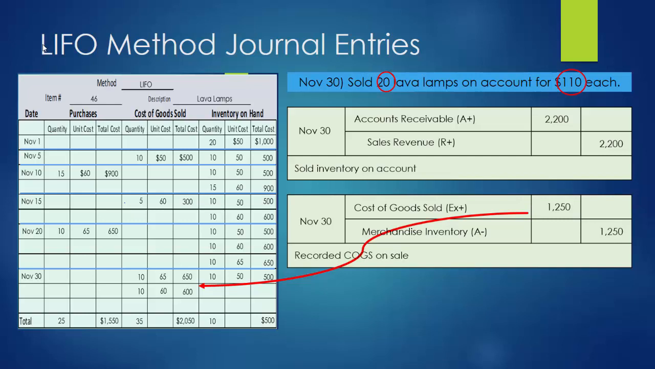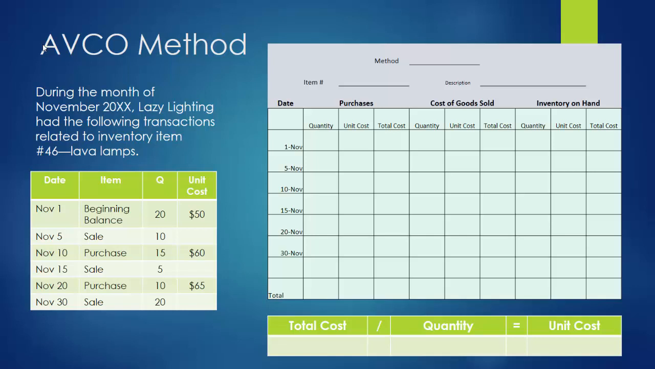So you may have noticed as you're going through, for every sale that we made and every purchase that we made, the entry was exactly the same as FIFO, and that's true. The only thing that's going to change is the expense portion of your sales entry. So cost of goods sold and merchandise inventory, debit and credit in the second one of these entries, is going to change depending on your method, but sales is always going to be exactly the same.